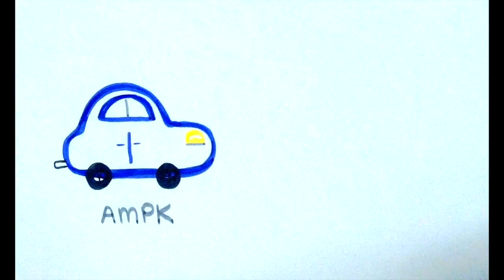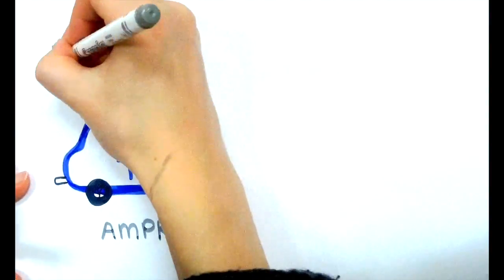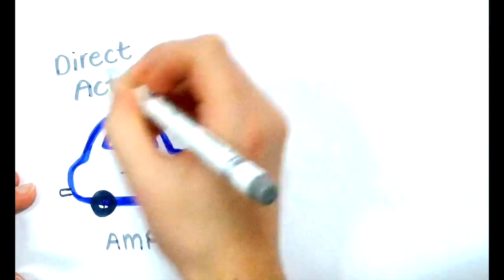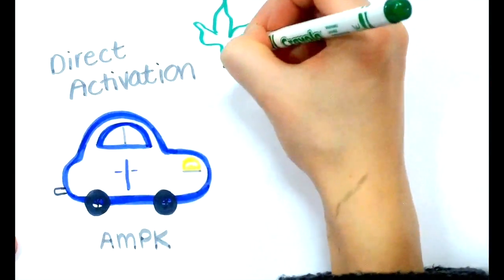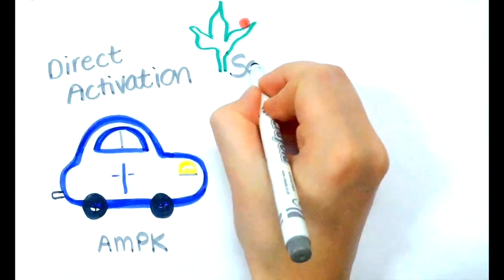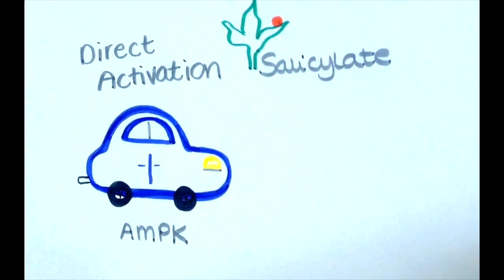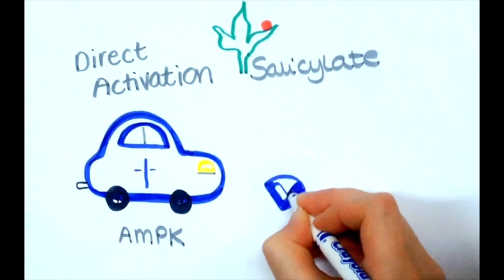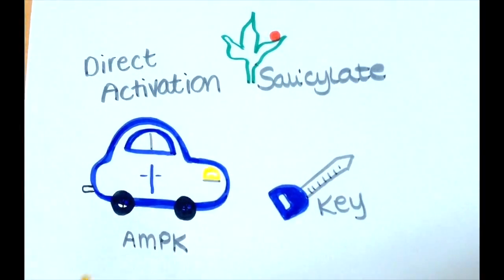The activation of AMPK can be direct or indirect. Direct activation can be caused by various natural products such as salicylate. Salicylate is a toxin produced by wounded plants. It activates AMPK by directly binding to it. So if AMPK is still our car, then salicylate is our car key.